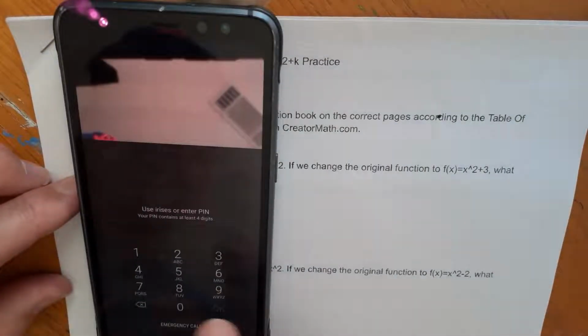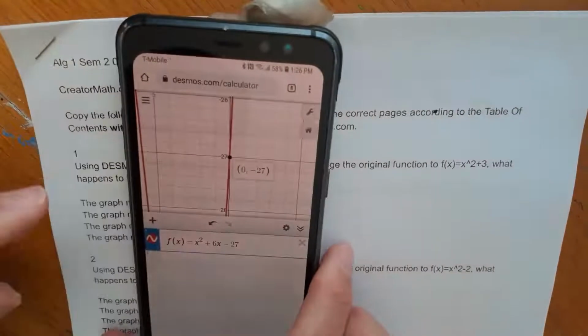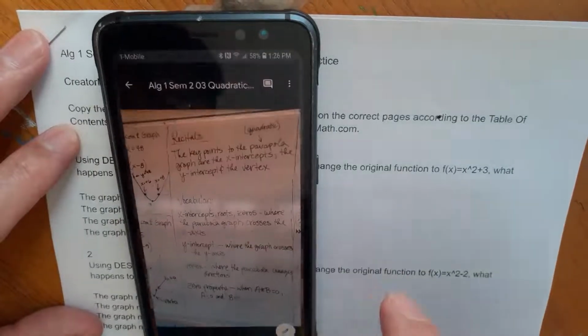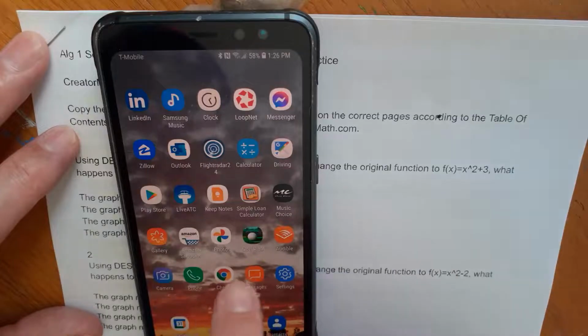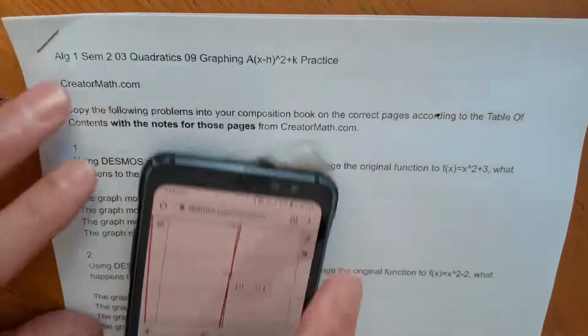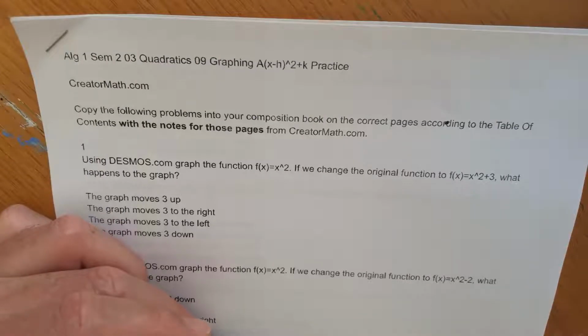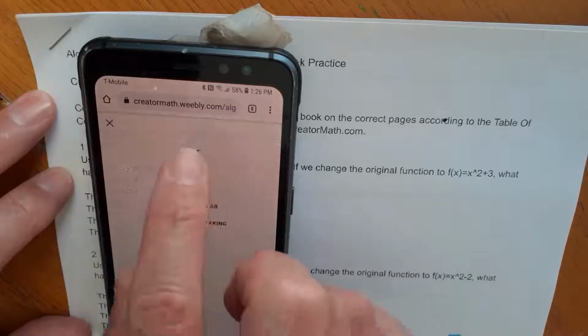I don't know how quickly I can get there. I've got Desmos open. I'm going to show you that in a second. And I've got the creatormath.com open, at least I thought I did. So just go to the home page to orient you.